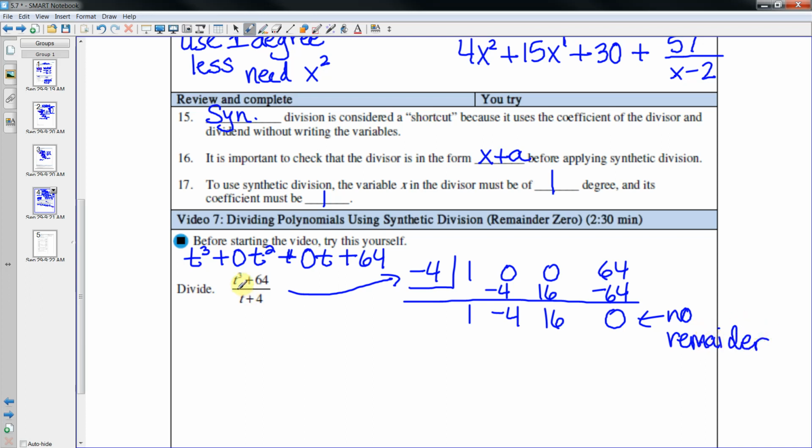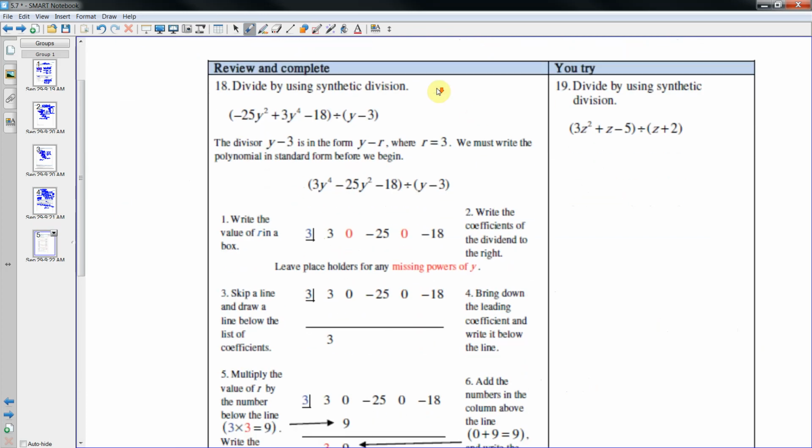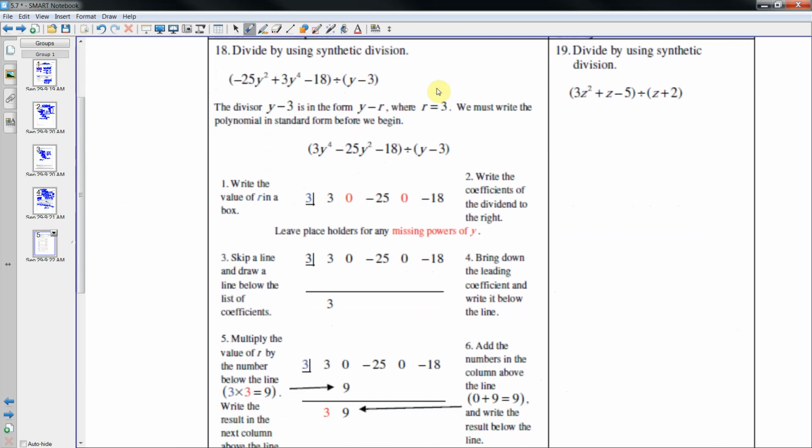So my original problem started with a t cubed. My answer is going to start with t squared. So a 1t squared minus a 4t would be the next degree, plus 16. Boom, there I'm done. It's that quick when you have synthetic division. Let's do one more. Now on this one, it's got an example on the side, which is really nice. So let's do one more and then we're done for the day.